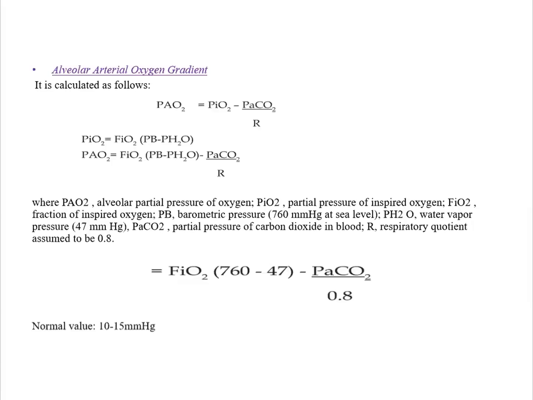If they tell you FiO2 is 0.21, the entire value of this becomes 150. So 150 minus, you just put in your PaCO2 and calculate it. For easy calculation, usually the FiO2 will be 0.21, so keep the entire thing as 150. And when you get this value, you have to subtract your PaO2 from the ABG.